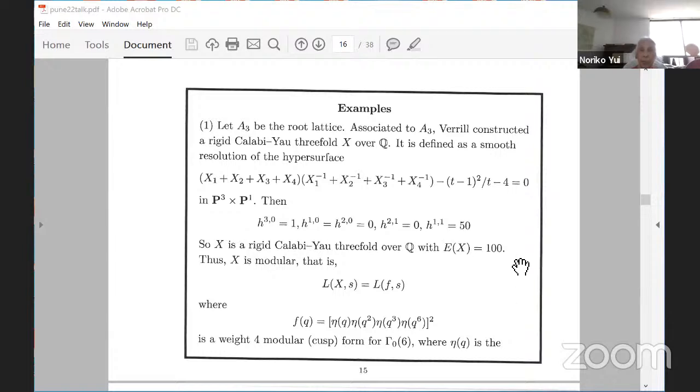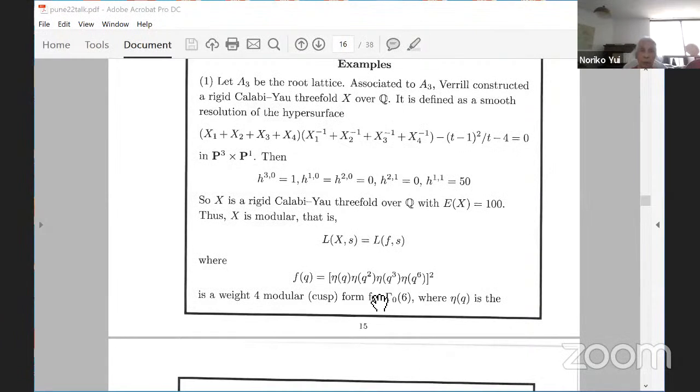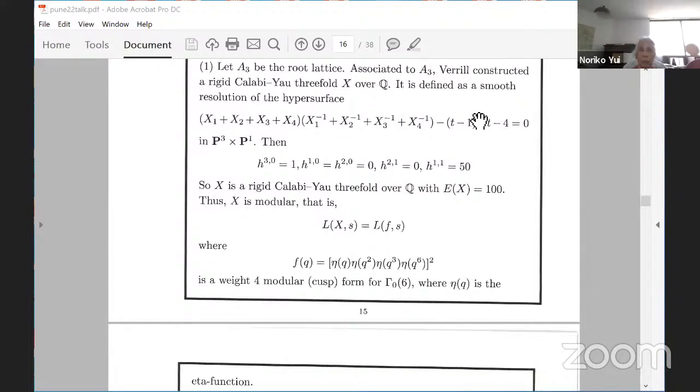And then for this case, the modular form is given by an eta product. This is Gamma_0(6). And so 2 and 3 are bad primes here.